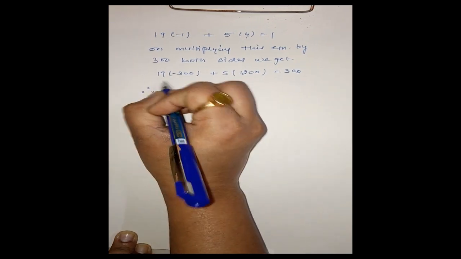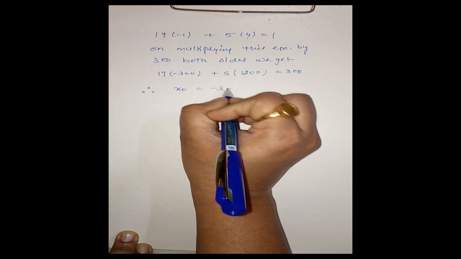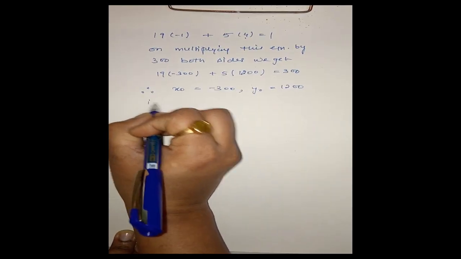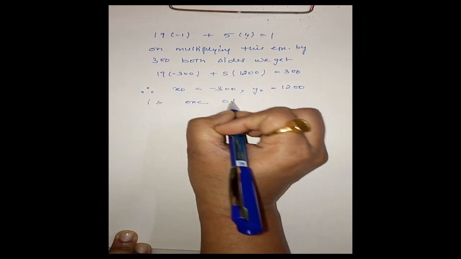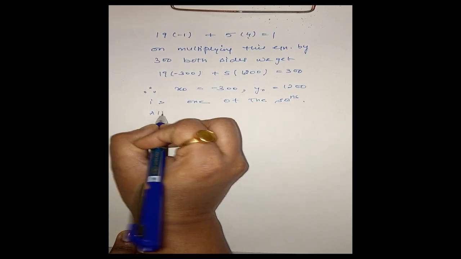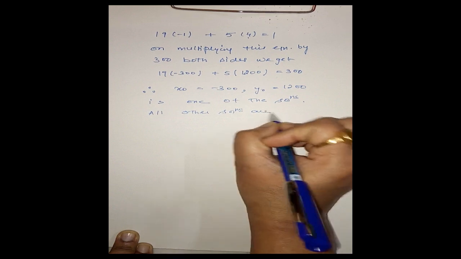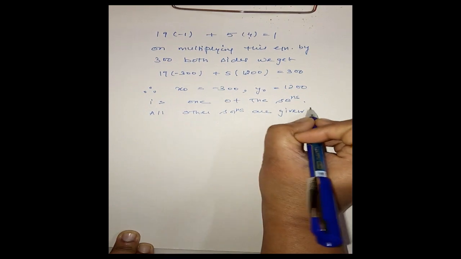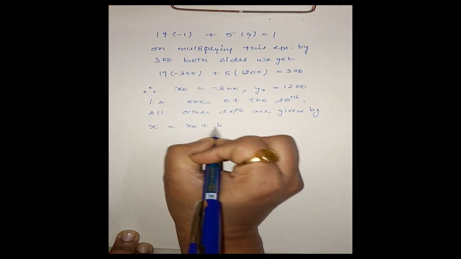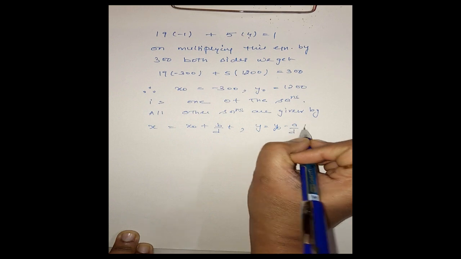Therefore, on comparing with the equation we want to solve, we get x naught is equal to minus 300 and y naught is equal to 1200 is one of the solutions. Clear? Therefore, all other solutions are given by x is equal to x naught plus b by d into t, and y is equal to y naught minus a by d into t.